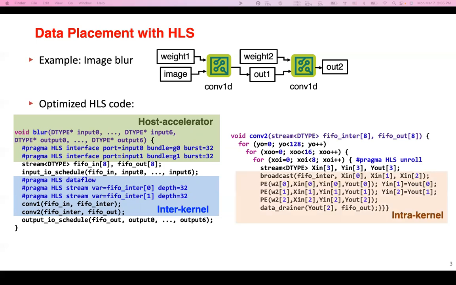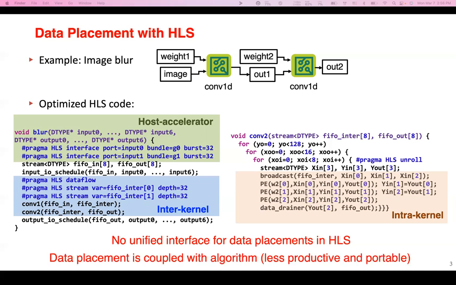And to realize a kernel with spatial architectures like systolic arrays, they need to restructure the code and specify the intra-kernel data placement between these processing units carefully. This actually requires a lot of effort and is non-trivial even for hardware experts. As you can see in the HLS code, there's not a unified programming interface for data placement, and data placement is tightly coupled with the algorithm, making the HLS programming model less portable and productive.